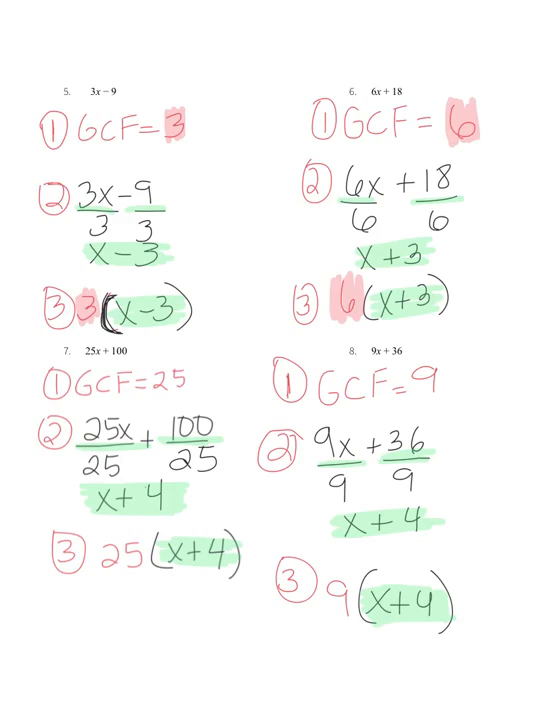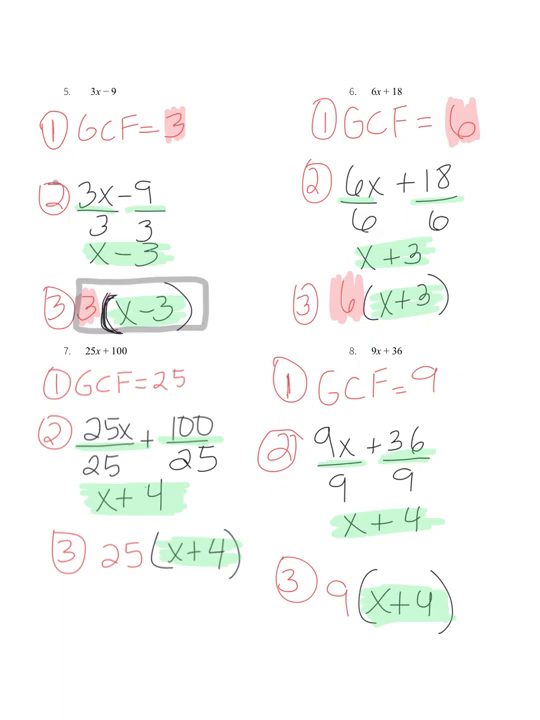Okay, hopefully you tried these on your own. I am going to indicate the answer as I go through these. So for 3x minus 9, the GCF is 3. I divide both terms by 3. I get an answer of x minus 3. That goes inside my parentheses. And the GCF goes on the outside. So the answer is 3 times x minus 3.